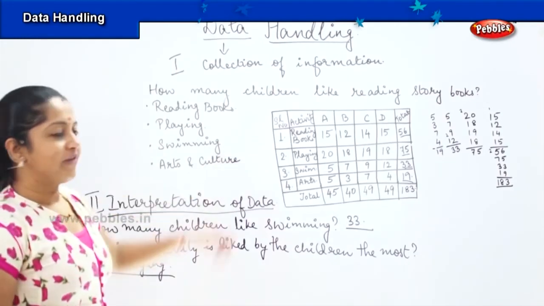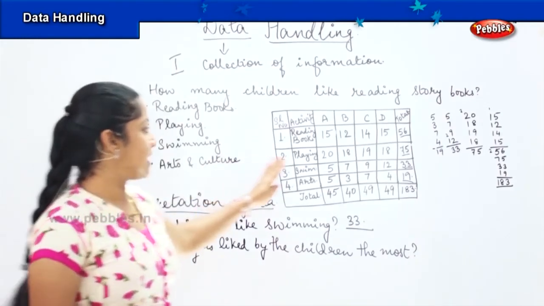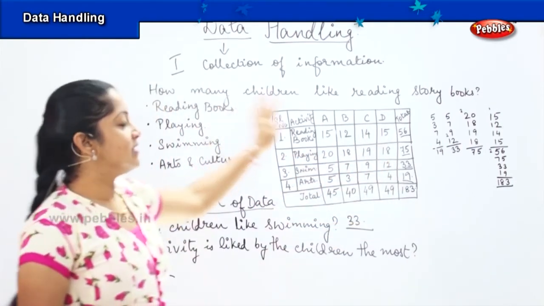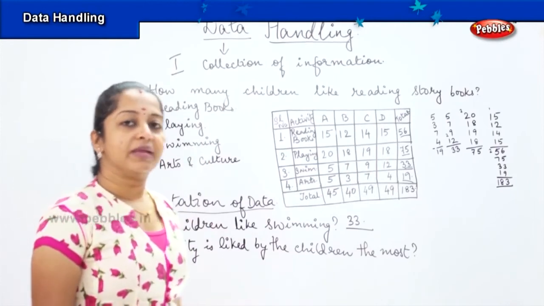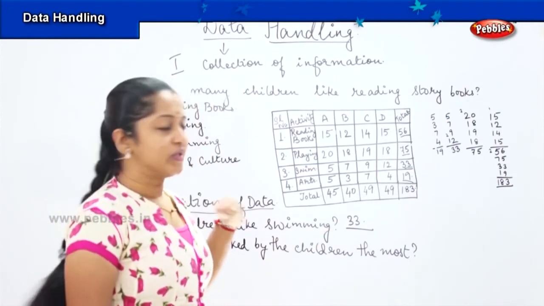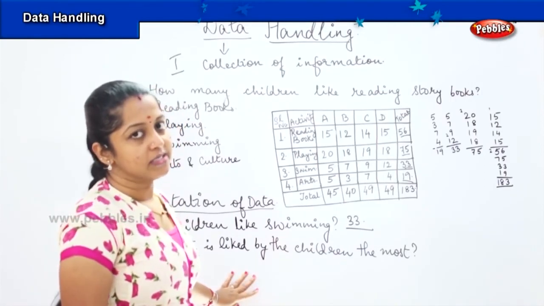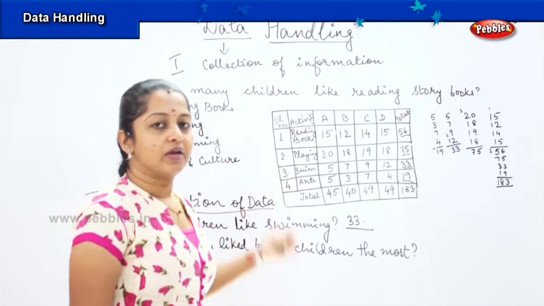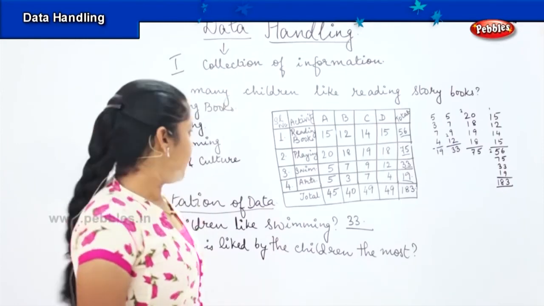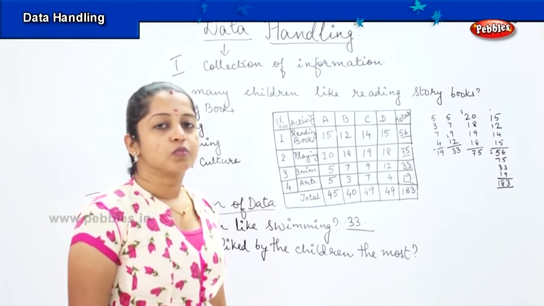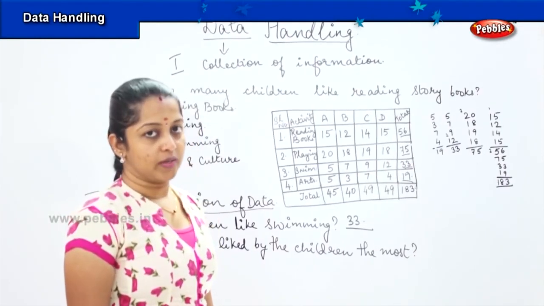Did you understand how you found this answer? You just added the total, you did a comparison. So in interpretation we will see the data and then we will make a comparison as to which is more and which is less. So according to the question which is being asked, we make a comparison and we come to a conclusion. Okay. So out of the 4 activities, playing is the activity which most of the children enjoy doing.